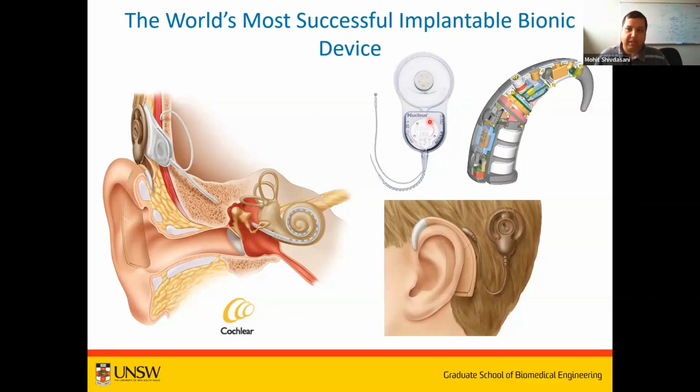What this implant does is that electrical current is passed down this electrode array, and it excites neurons within the cochlea, and that gives the perception of hearing to someone who may have lost that perception due to trauma or disease. So I call it the world's most successful implantable bionic device. It's a perfect example of biology and electronics and engineering coming together to solve a problem in medicine.